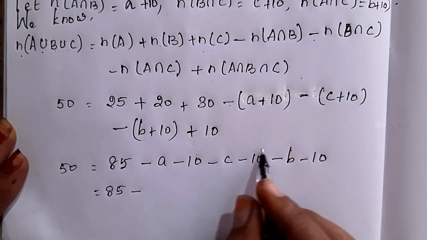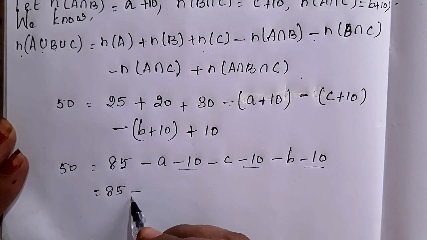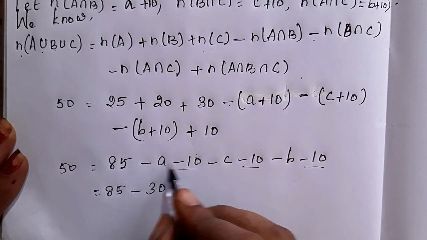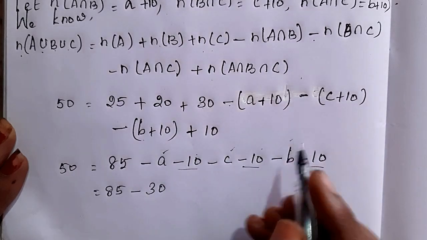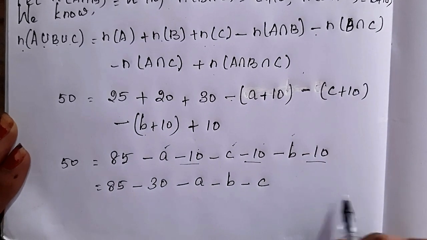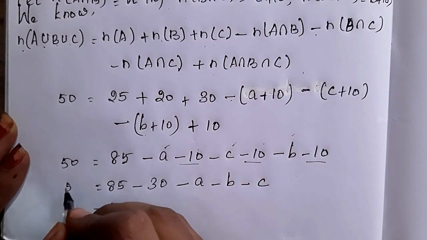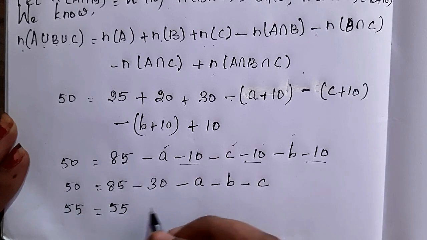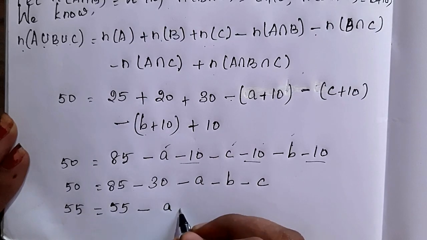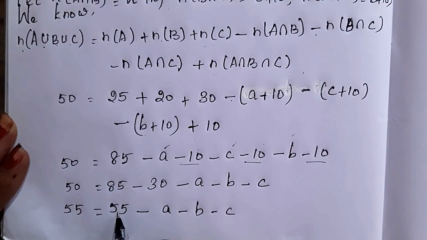Again add all the numbers. 85 minus 10, 20, 30. Because all the 10s have a negative symbol, I put a negative symbol and add the numbers, 30. And write the remaining letters: minus A, minus B, minus C. Okay. Then subtract it. You will get 55. So already 50 is here. Then minus A minus B minus C. So bring the number to the next side. This is 50.